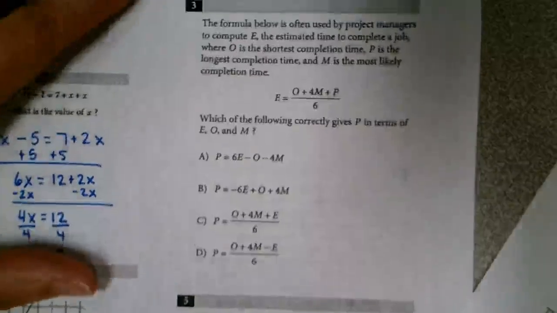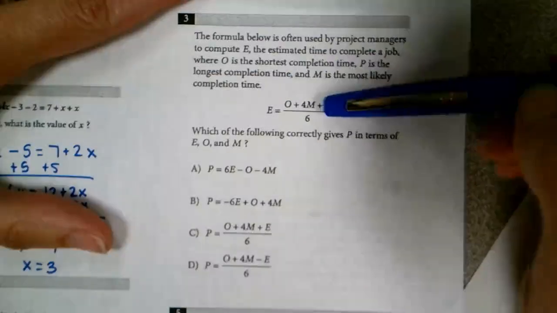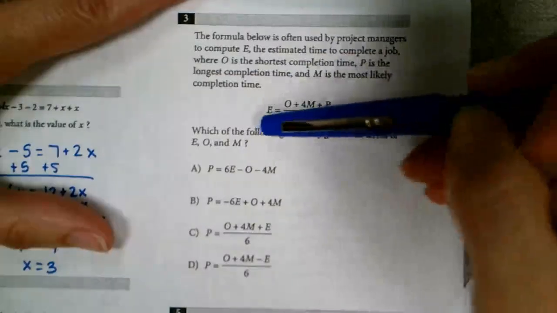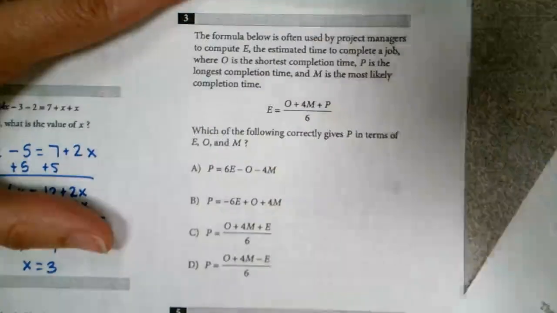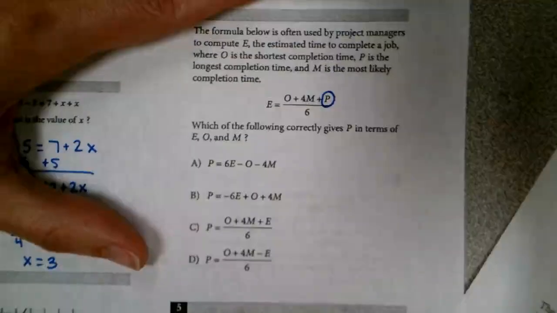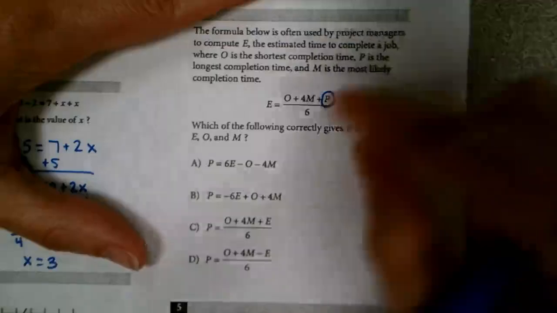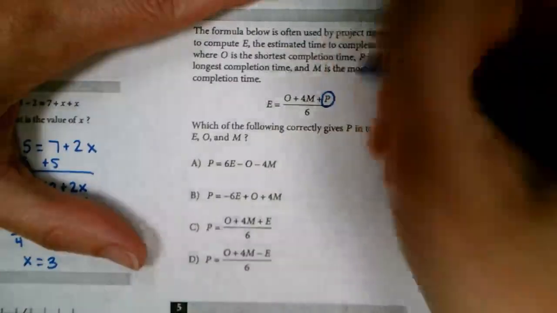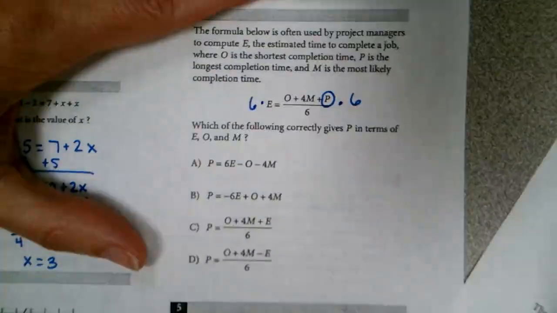Okay, for my next problem, we have a formula. If we read through this, it tells us what each variable stands for. It says, which of the following correctly gives P in terms of O, E, and M? That means I want P by itself. If I want P by itself, I have to undo everything that's being done to P. P is being divided by 6. So in order to cancel that out, I would multiply by 6.